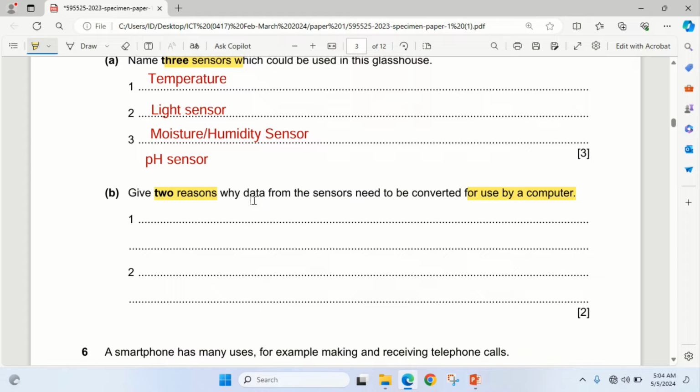So since the computer is digital and sensors measure physical or analog data, an ADC is needed. An ADC is needed so that the signal or the data measured and captured by the sensors can be understood by the computer. So you can write it this way. This is a 2-mark question, so you should structure your response. You can say why the data needs to be converted. So one reason is that the data from the sensor can be understood by the computer.